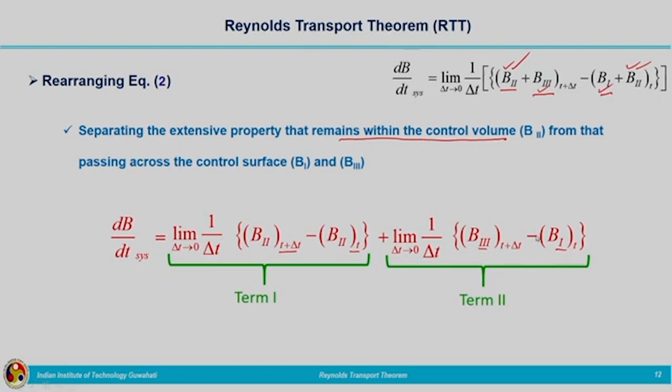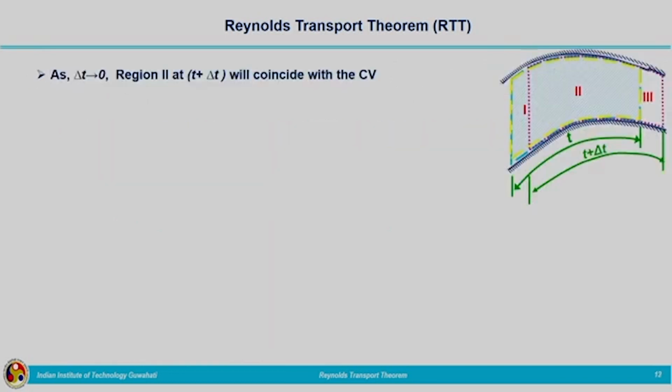Now what we are going to do, in order to make it simple, we will consider term 1 and term 2 separately, and first let us see term 1. This equation can be named as equation 3, and 2 is corresponding to the control volume, 1 and 3 to the inflow and outflow regions. You look at the figure, as delta t tends to 0, region 2 at t plus delta t will be coinciding with the control volume.